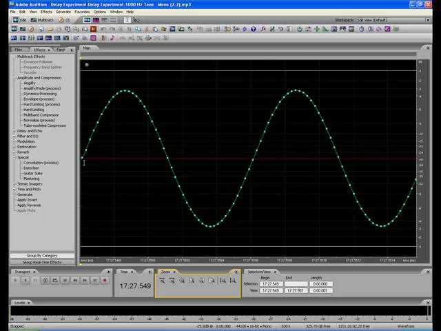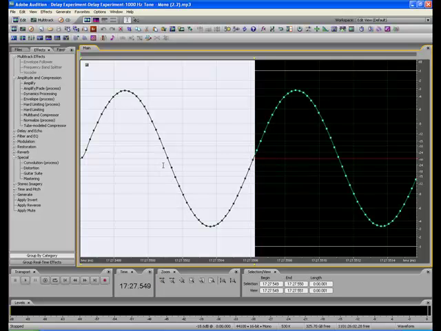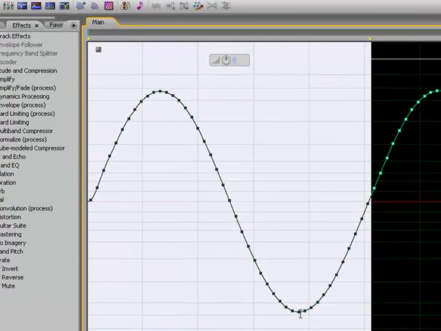I have a 1000 hertz tone here, and we're going to work with one cycle, one wavelength of the tone. A wavelength is this distance here approximately. It starts, it peaks, it crosses back over, it troughs, and it comes back up again. So this is one wavelength, one cycle.